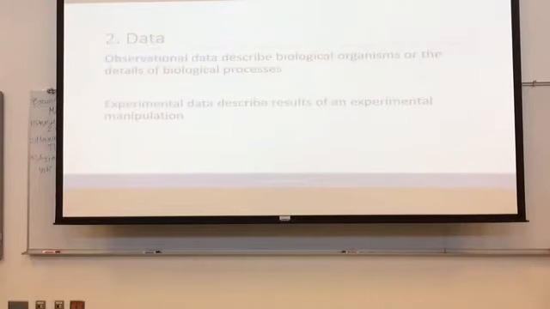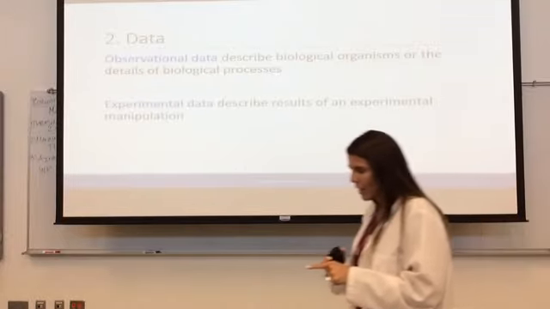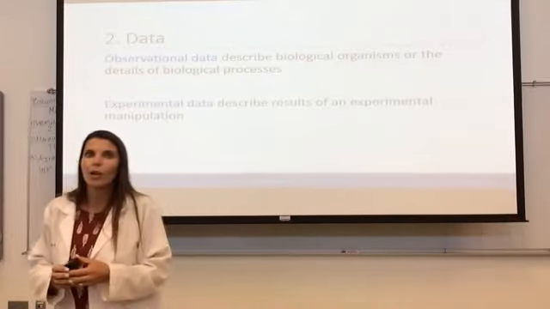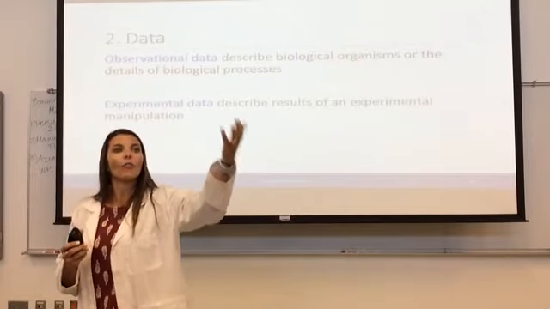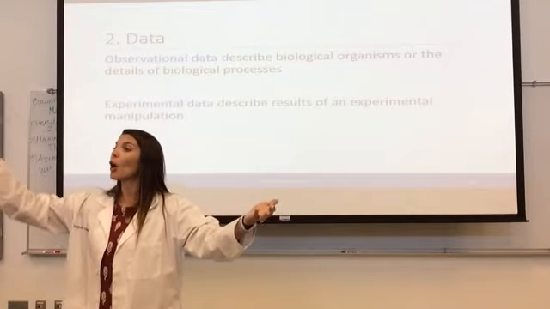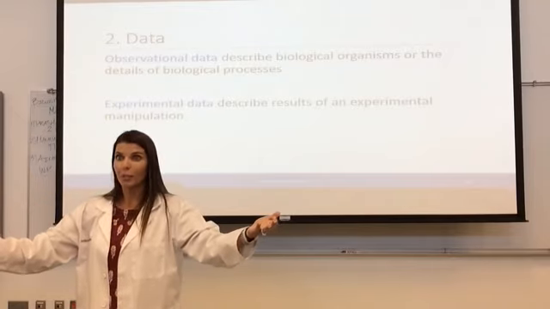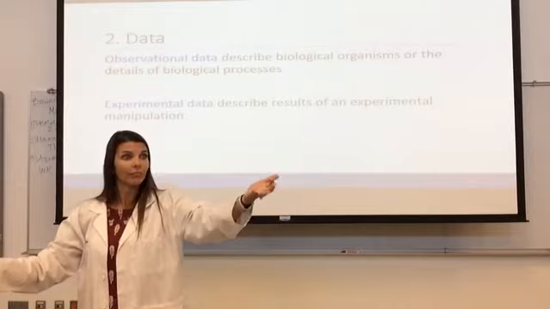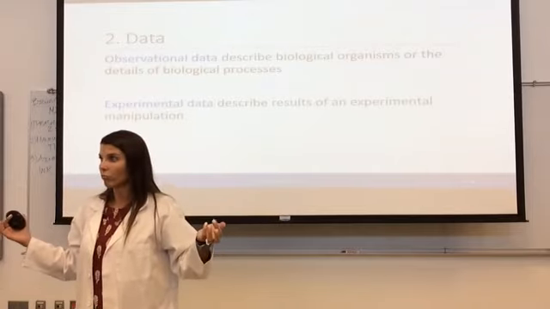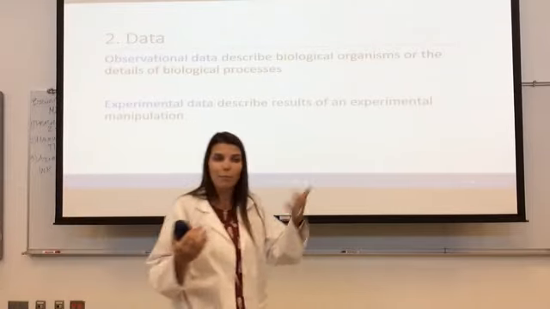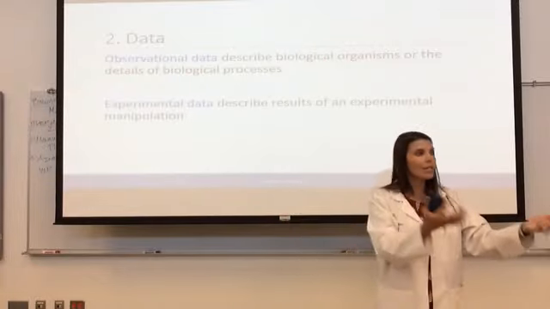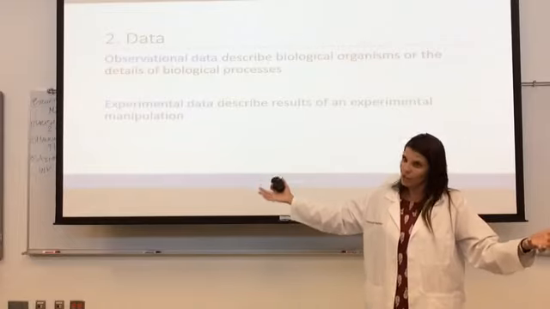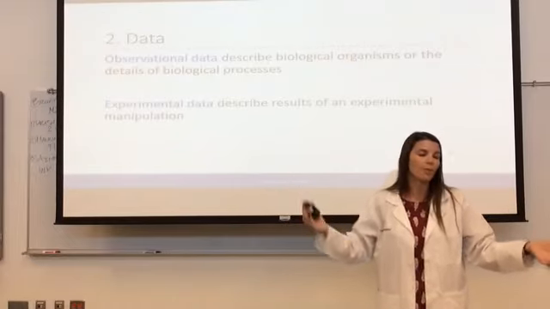Data. 2 types of data. There's actually tons of data, but we're going to keep it simple. 2 types of data. Observational. Tell me what you're thinking with observational. You observe something. I see that there are 5 butterflies on this tree, and there are no butterflies on this tree. Butterflies like this tree. Did I do an experiment? No, I'm just observing. I see that this male lion is more attracted to this female lion than he is to this female lion. Those are observations.